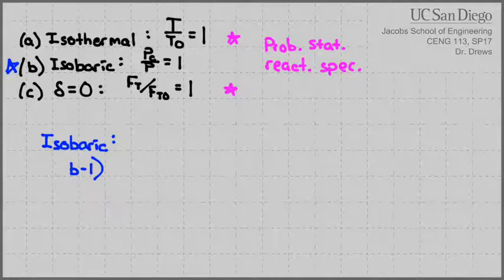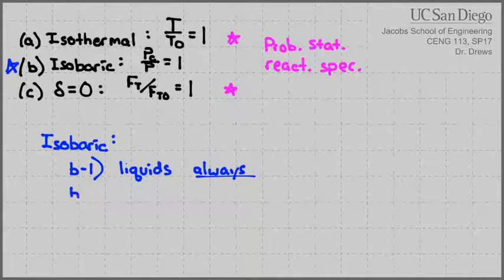Anyway, isobaric always occurs when you have liquids. So if you ever see that your reactor is operating with liquid reactants, which again, we're never going to deal with phase changes, so if it starts out liquid, it's always liquid. If you are dealing with a liquid, then that system is always isobaric. The pressure will never change.